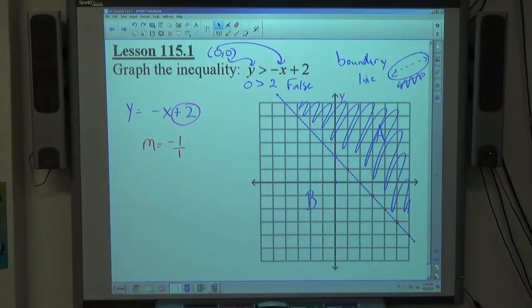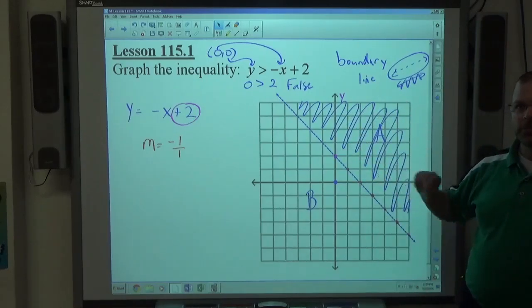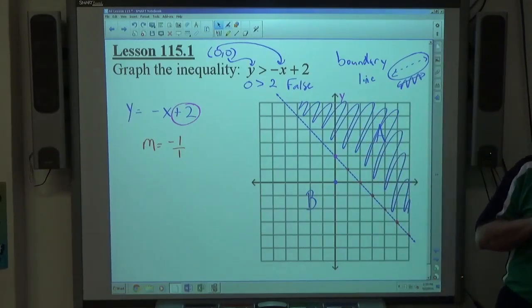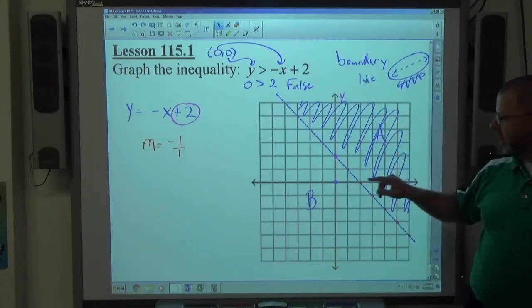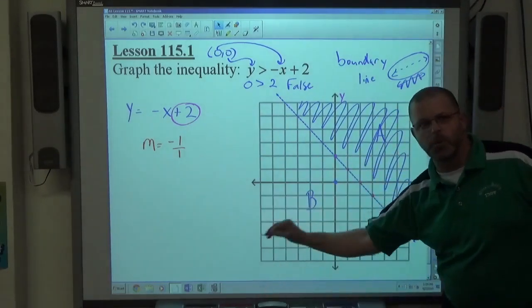Again, for a linear inequality, we're looking for the correct boundary line, either a dashed line or a solid line based on the inequality. Then we have the correct region shaded, that is the truth. Always shade the truth. The test point was false, so truth is over here. If the test point was true, region B would be true, and we would have shaded down there.